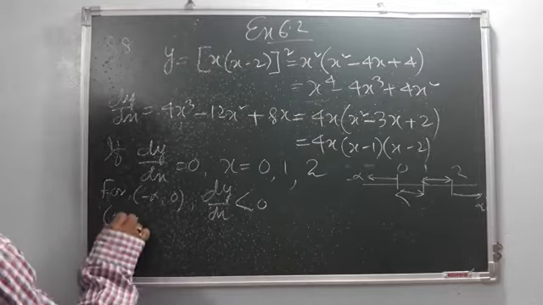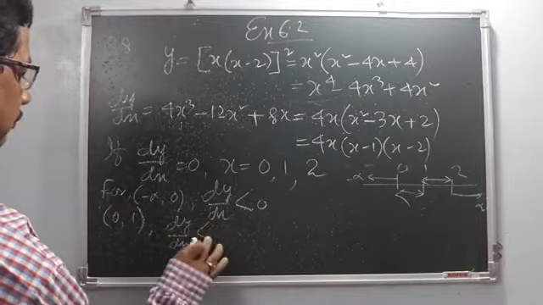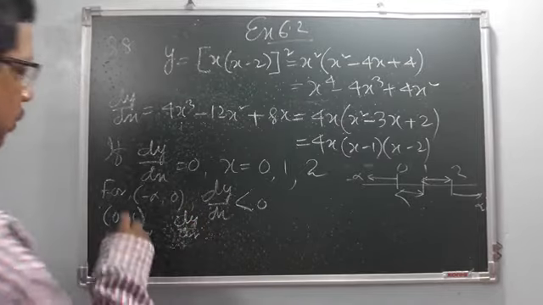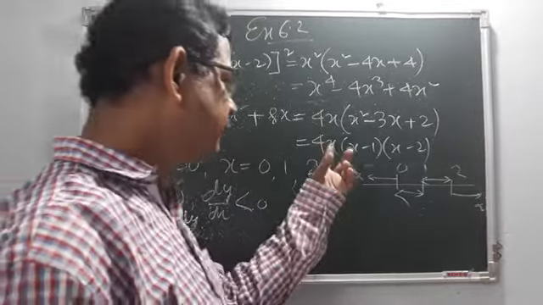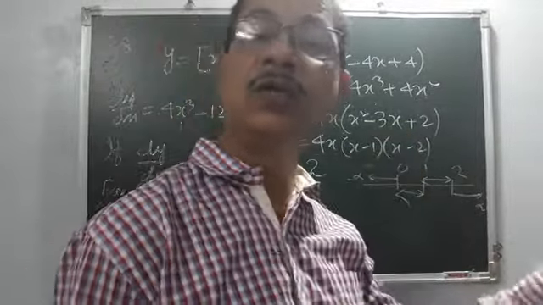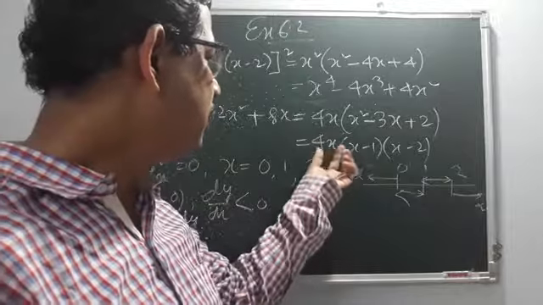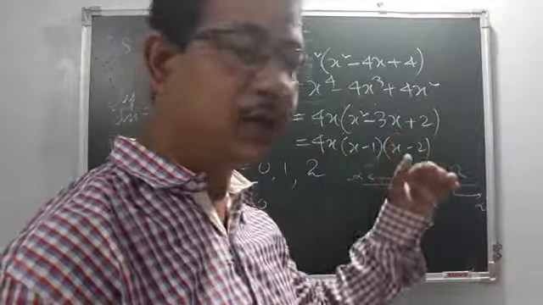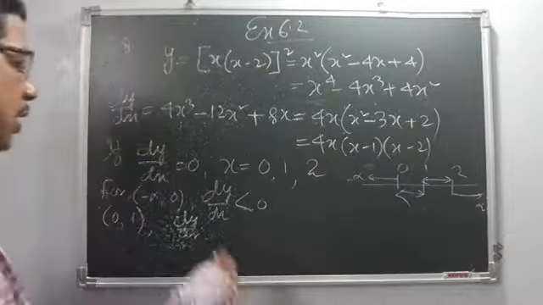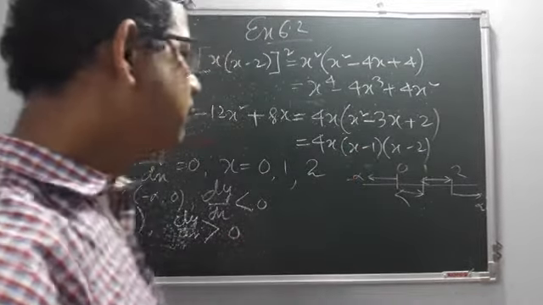Now if we take 0 to 1, any value in between, suppose half you have taken. This is positive, half minus 1 is negative, half minus 2 is also negative. Negative times negative is positive, so it is greater than 0. So for 0 to 1, we get this one as positive.